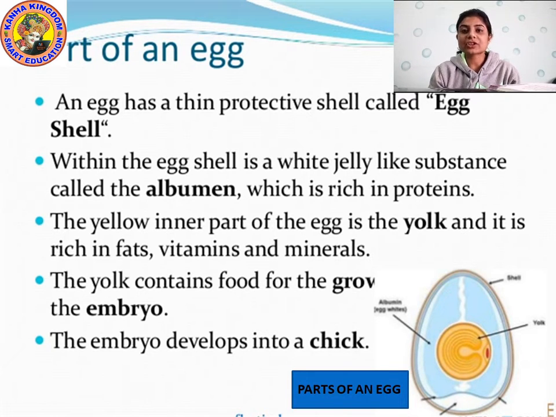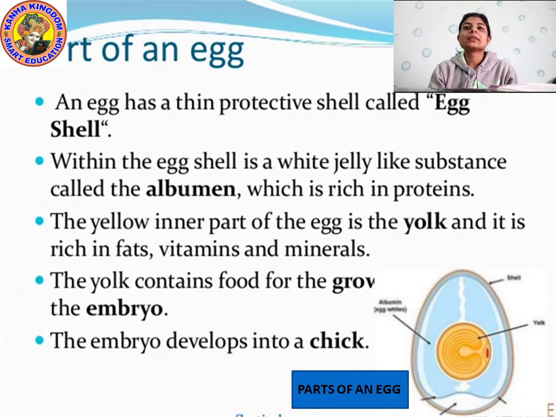Within the eggshell there is a white jelly-like substance that is called albumen. Inside the egg, the watery substance which you will find is called albumen, A-L-B-U-M-E-N. It is the white jelly-like liquid structure inside the egg, and that albumen is very rich in proteins. The albumen of the egg contains protein. It is a jelly-like substance present inside the egg.